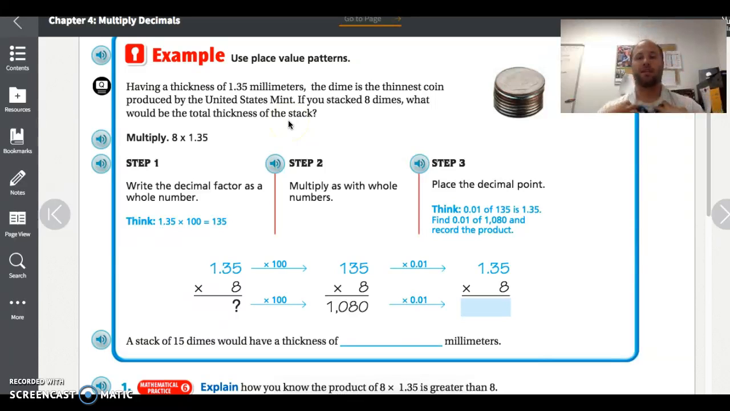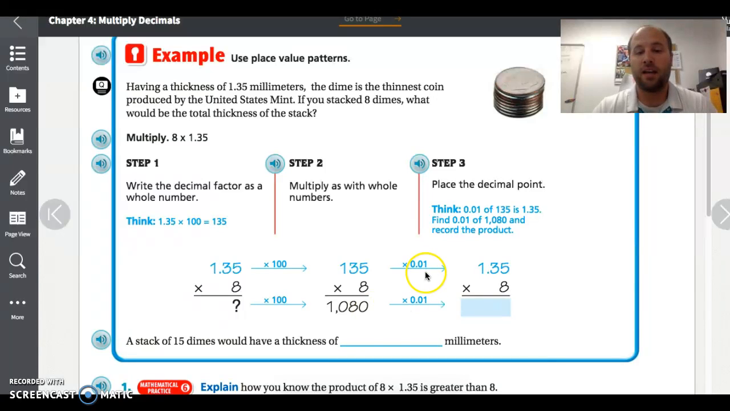Okay, so this is the trick that adults use. If you go home with homework tonight, they're going to know this trick. It says write the decimal factor as a whole number. So instead of 1 and 35 hundredths, they're basically just telling you to ignore the decimal. So 1.35 times 8 turns into 135 times 8. And after you do all the math, boom, you get 1,080.